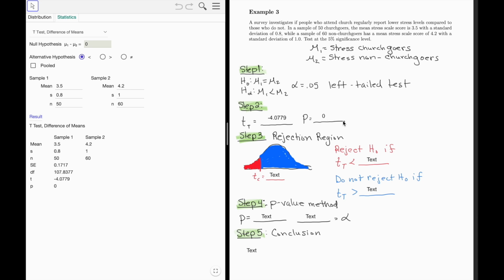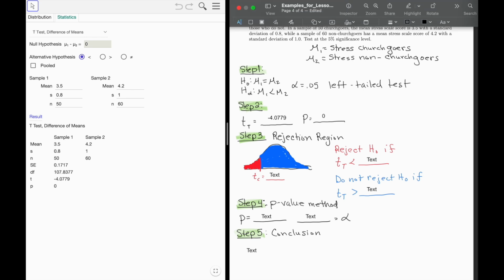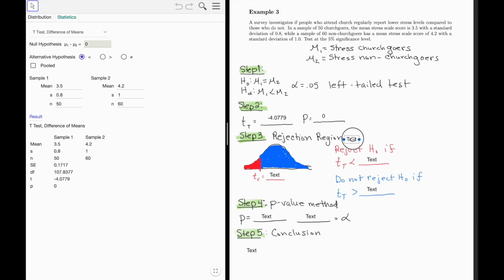And because this is a t-test, we do have to remember to write down our degrees of freedom because we're going to need that for the critical value. So I'm going to write down our degrees of freedom that's given to us right here. 107.8377. That's our degrees of freedom. Okay, so we've completed step 2. Now let's go on to step 3 for the rejection region.